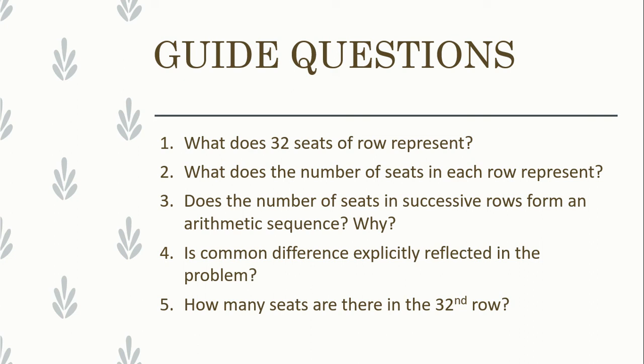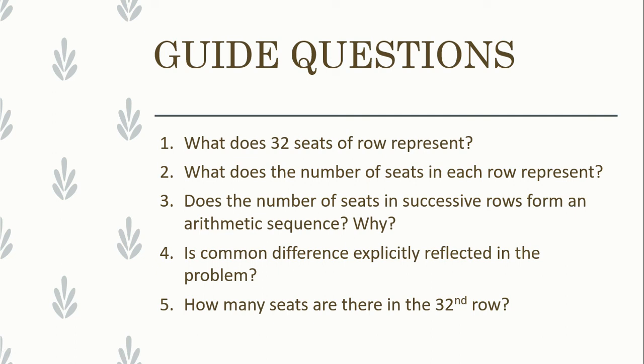Question number 2, the number of seats in each row represents the value of each term. If you analyze the number of seats in each row, you will notice that the sequence 26, 30, 34 forms an arithmetic sequence. The difference in the number of seats in any two consecutive rows remains constant. Therefore, it is an arithmetic sequence.